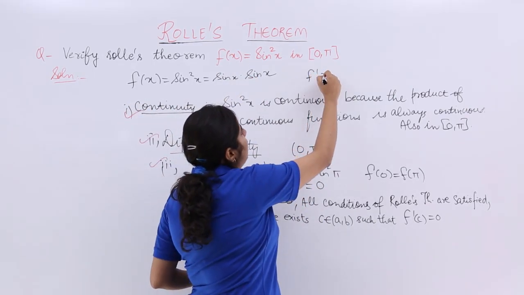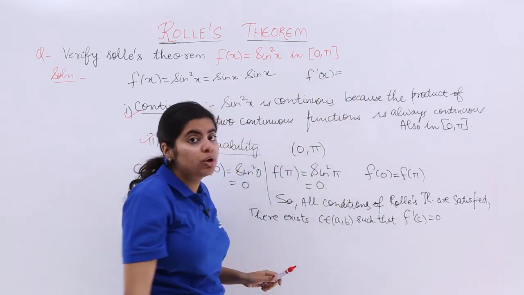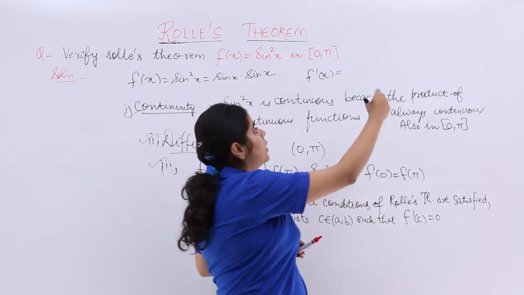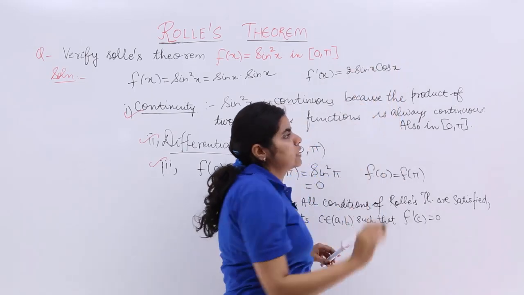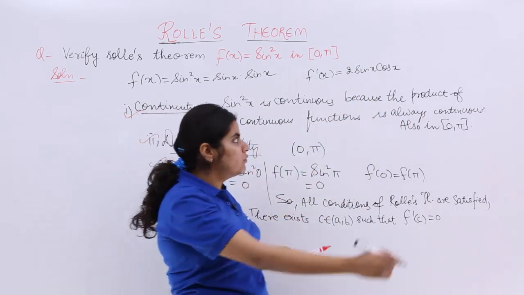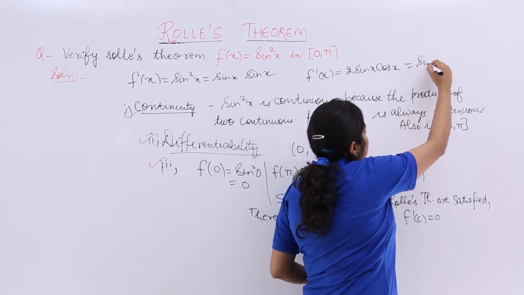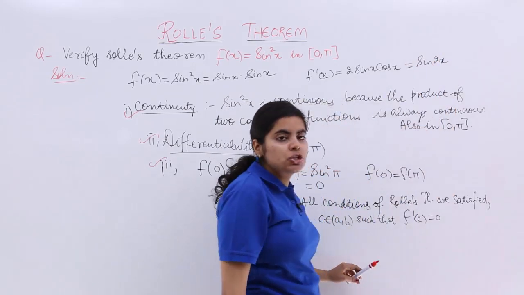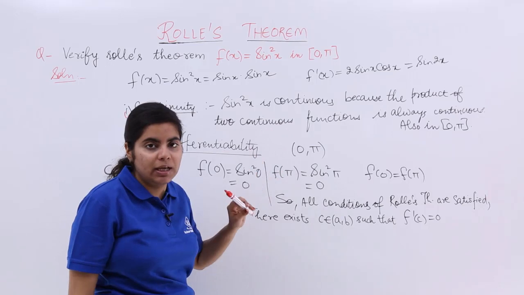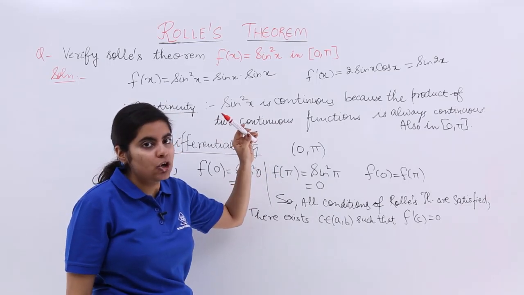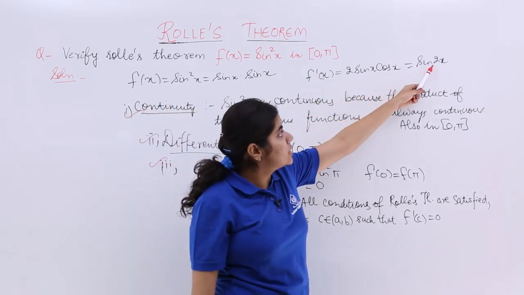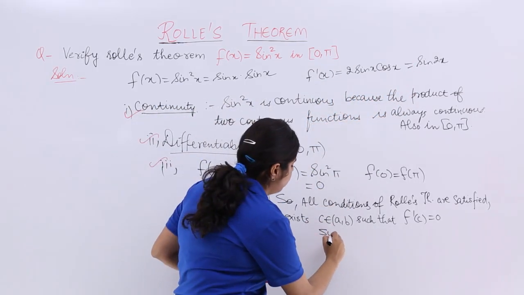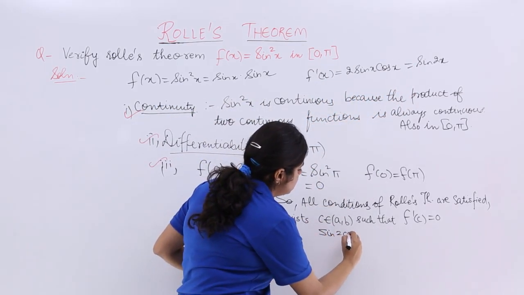If you want to find f dash x, what you will do? You will differentiate it. By the chain rule, it becomes 2 sin x, and then the differentiation of sin x is cos x. So it is 2 sin x cos x, which is nothing but sin 2x only, right? So it is sin 2x because of the formula that sin 2 theta is equal to 2 sin theta cos theta. F dash c should be 0. F dash c means sin 2c. Sin 2c should be 0.